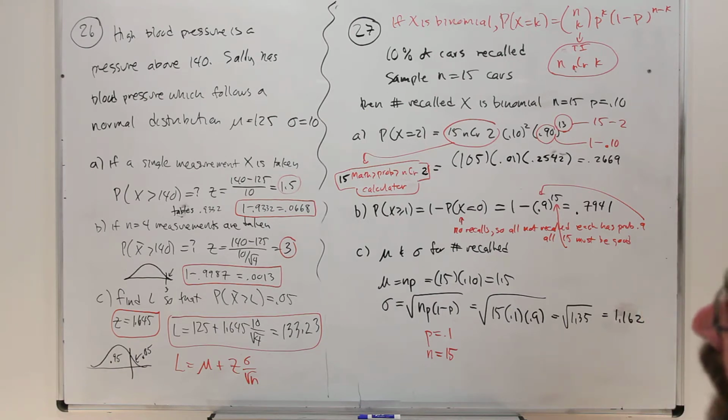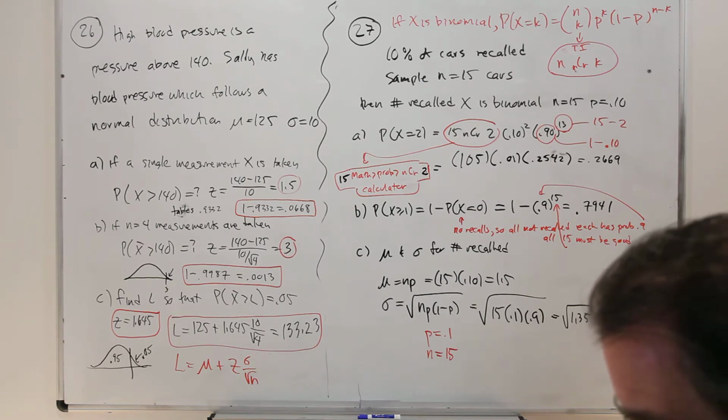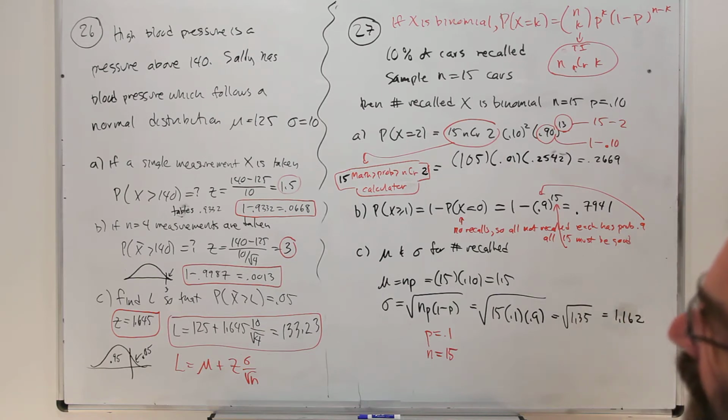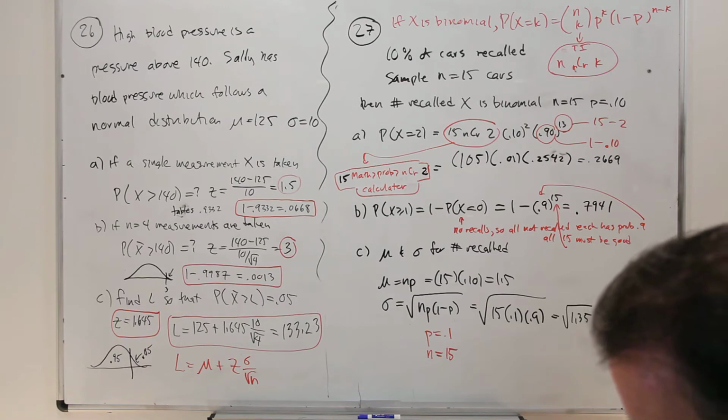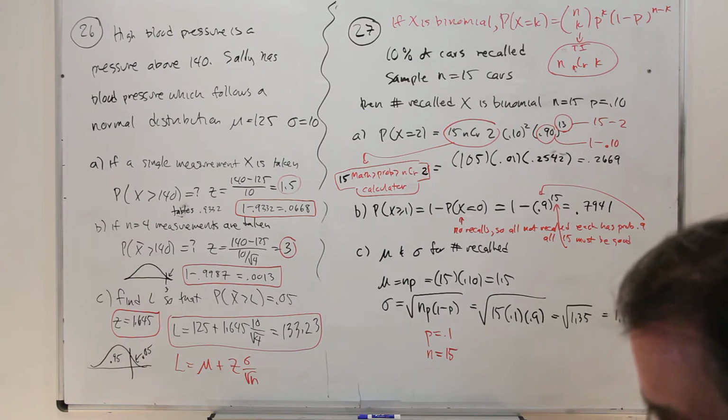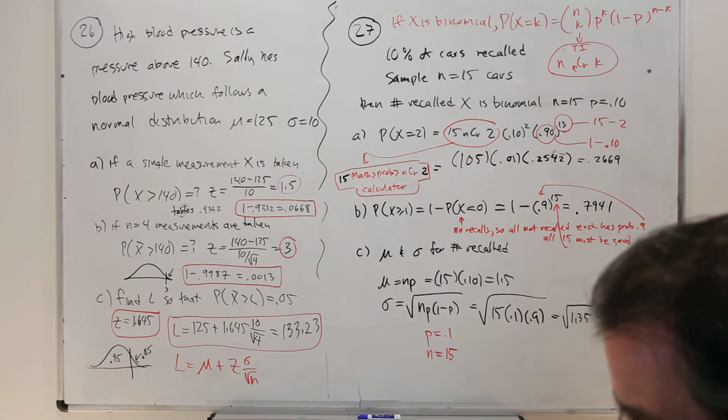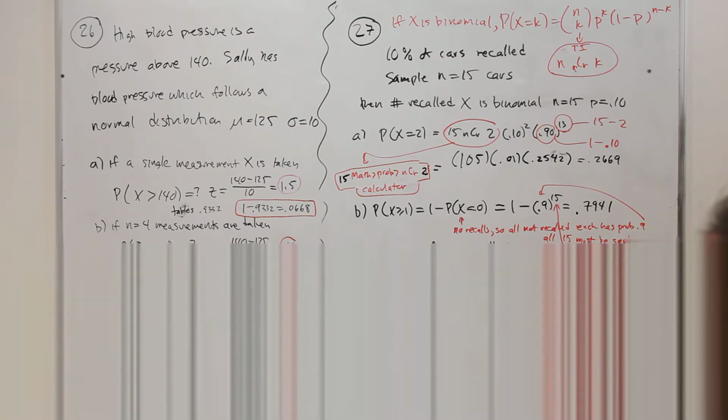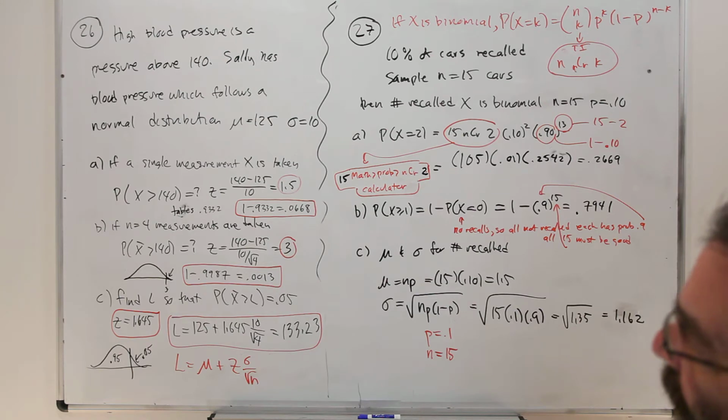So that means from day to day or measurement to measurement, you don't get exactly the same number. You get a number whose mean is 125 and whose standard deviation is 10. A says, if a single measurement x is taken, find the probability that that value indicates Sally is diagnosed as having high blood pressure. That says a single measurement has to exceed 140.